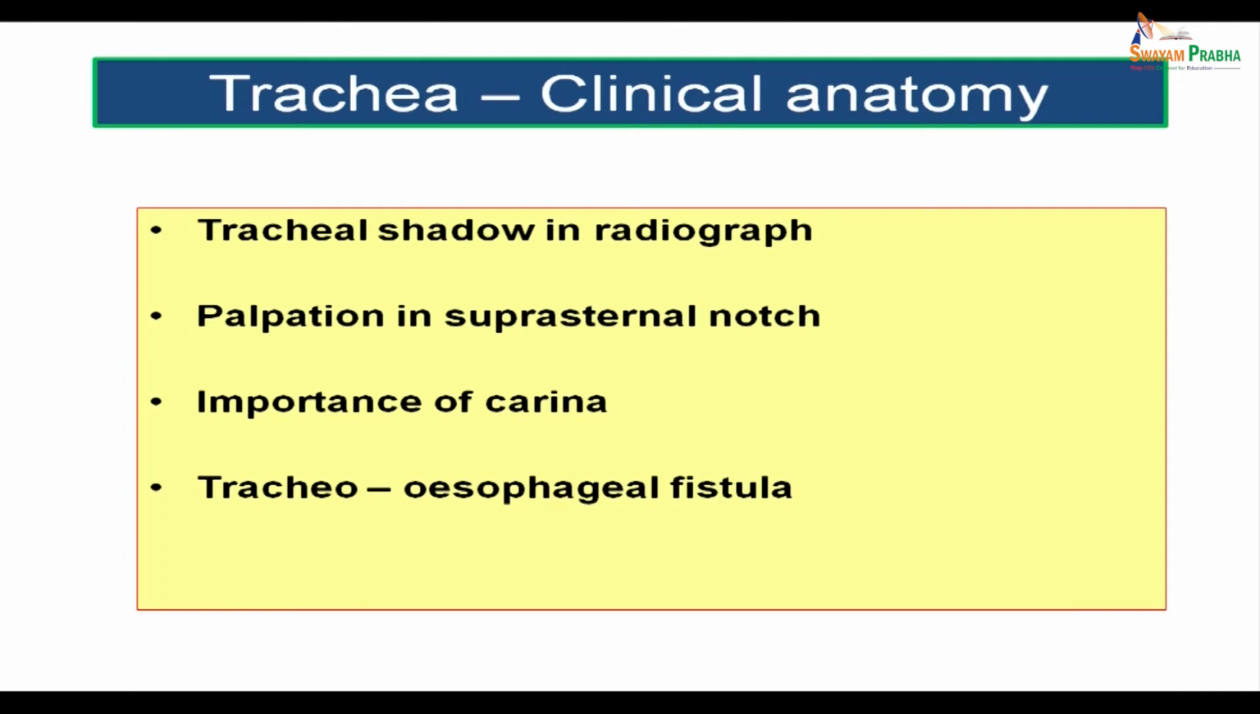Tracheoesophageal fistulas are communications between the trachea and the esophagus. It is a developmental anomaly wherein the septum between the trachea and esophagus is not properly developed.